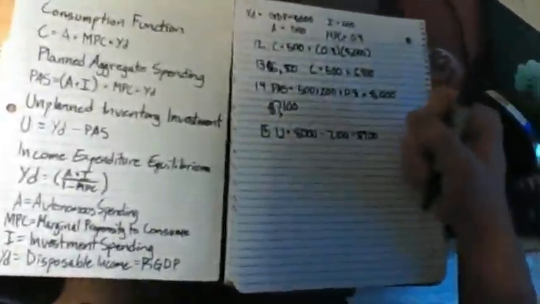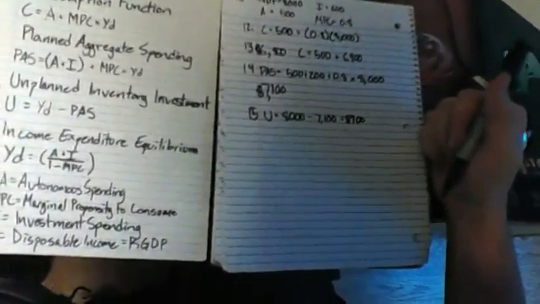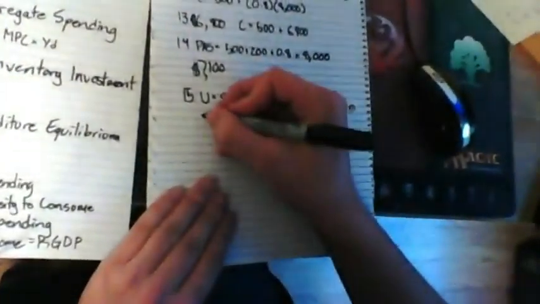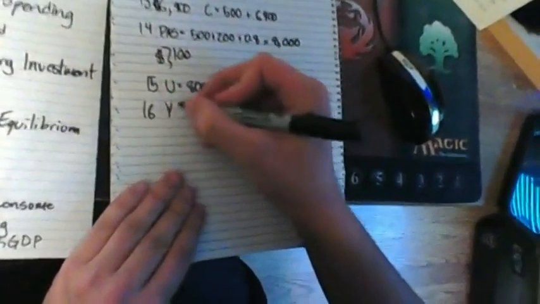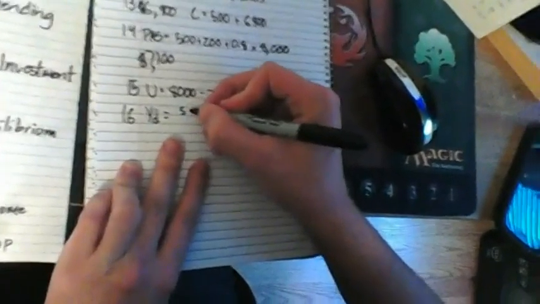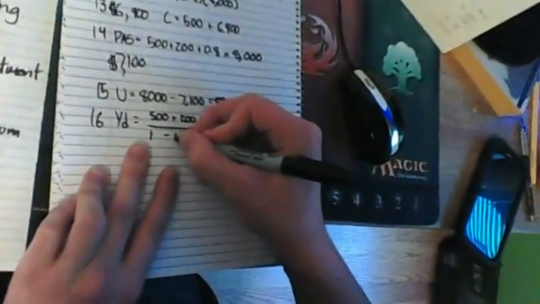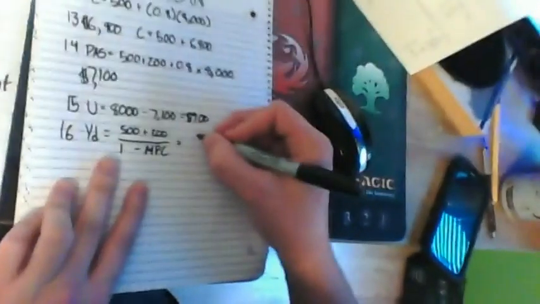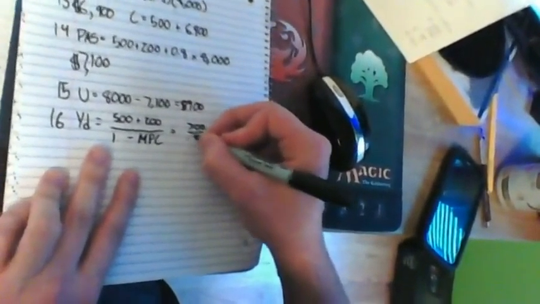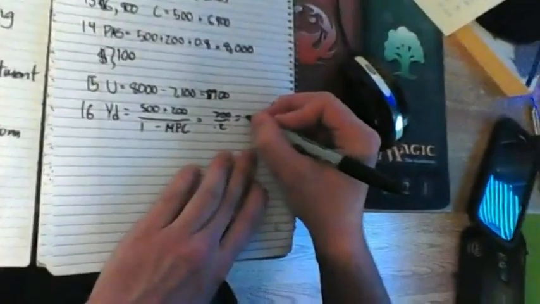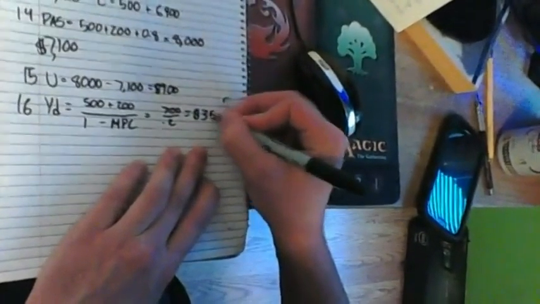And finally, they ask, income expenditure equilibrium is achieved when GDP is what? So, we don't know what our new GDP is going to be yet, but we know that we have YD over here. That's our unknown variable. Then we have our autonomous spending, plus our inventory investment, divided by 1 minus our MPC. That's going to be equal to 700 divided by 0.2, which is the same thing as 700 times 5, which will give us an answer of $3,500.